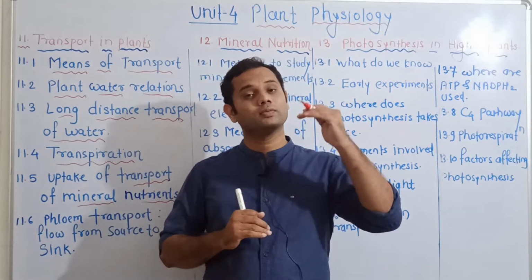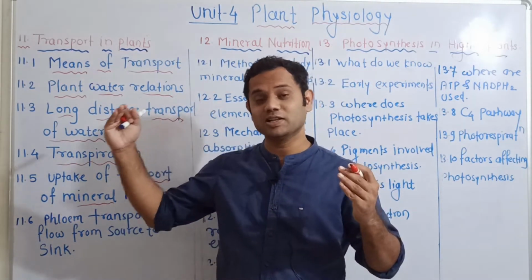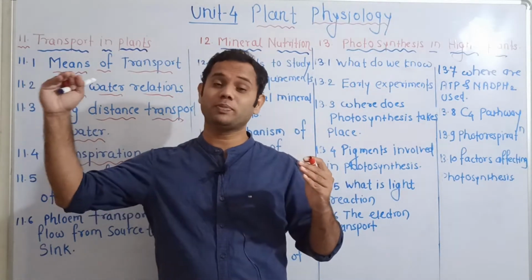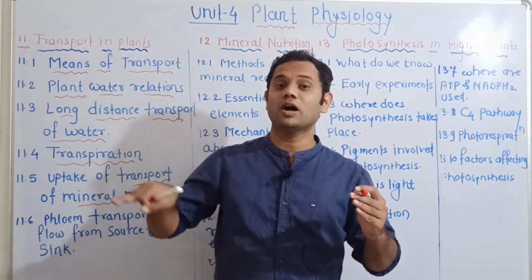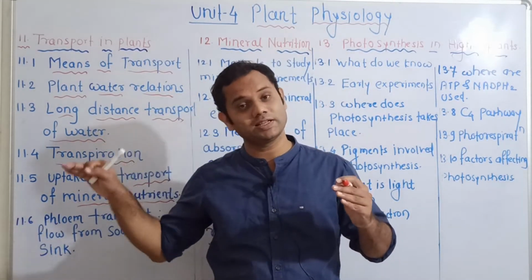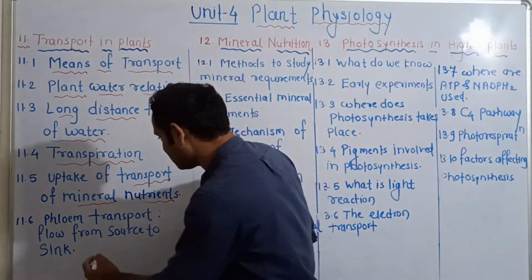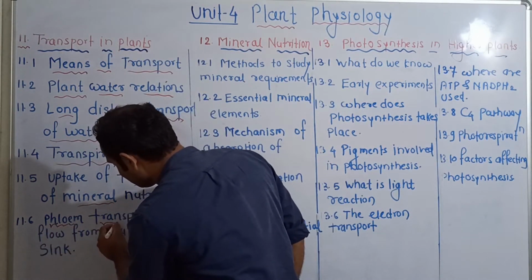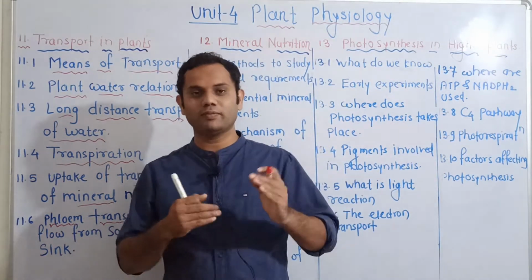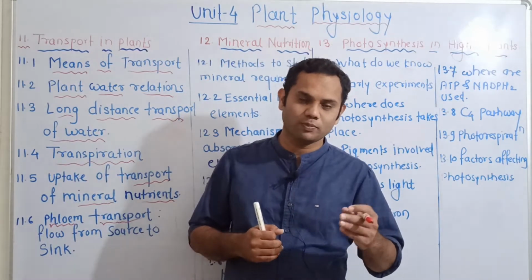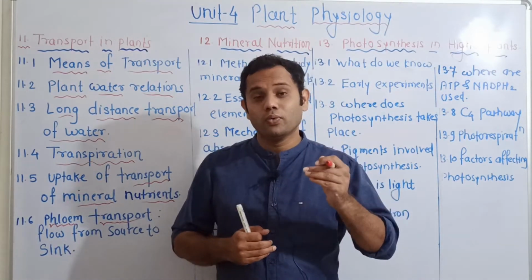But how does this food, which is synthesized in the green part, particularly in the leaves, get transported to the other parts of the plant which are not green? Because they are not green, they cannot synthesize food. So that is the concept of phloem transport. Phloem is the food conducting tissue. Up till now you have seen two tissues, xylem and phloem, which are complex permanent tissues. Xylem is a water conducting tissue and phloem is a food conducting tissue.